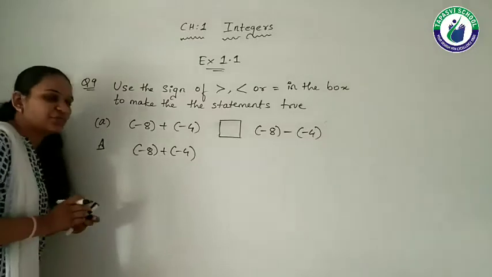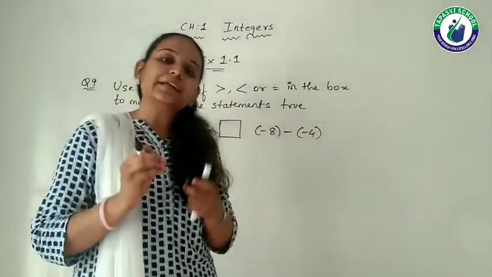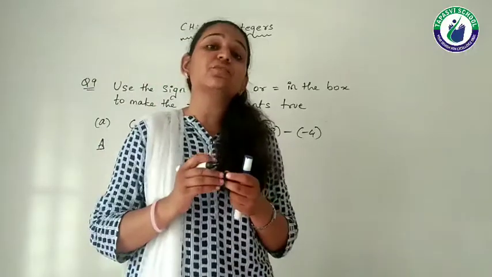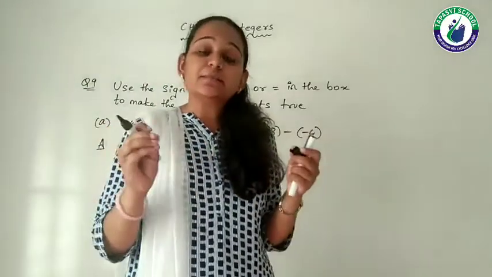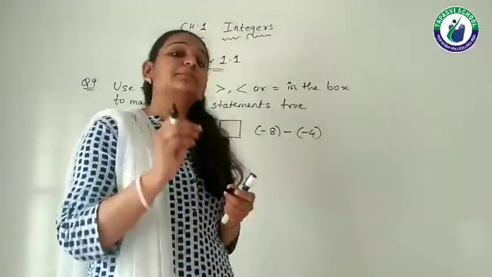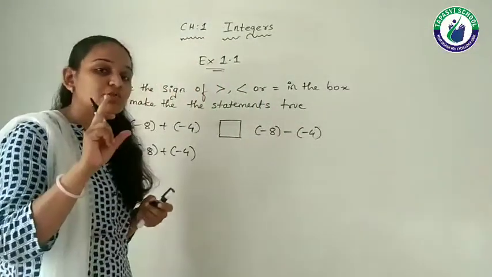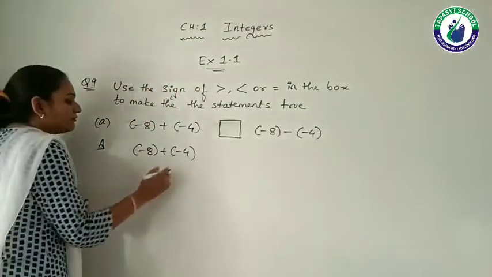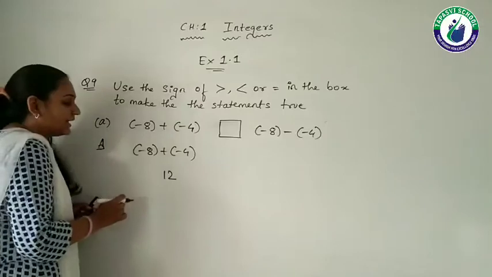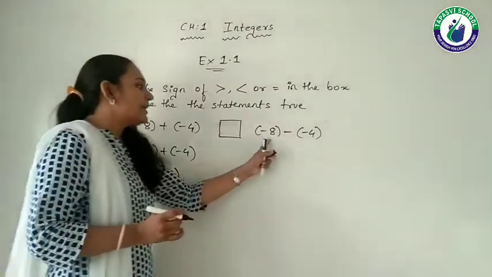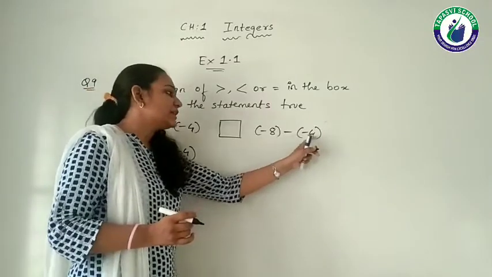Minus 8 and minus 4. Both have the negative sign. So remember the rule of addition of integers. If both integers have the same sign, we need to add the numbers and keep the same sign. So first I add and then I keep the same sign. 8 and 4 is 12, and I give the same sign, that means minus sign. Right? Now minus 8 minus 4.